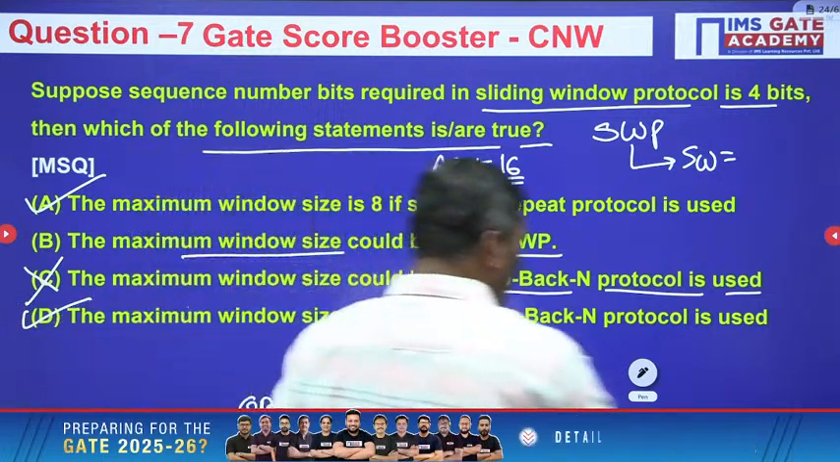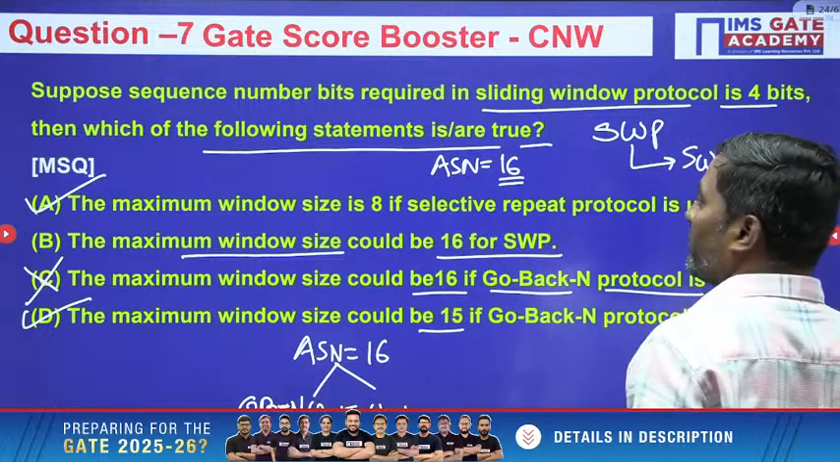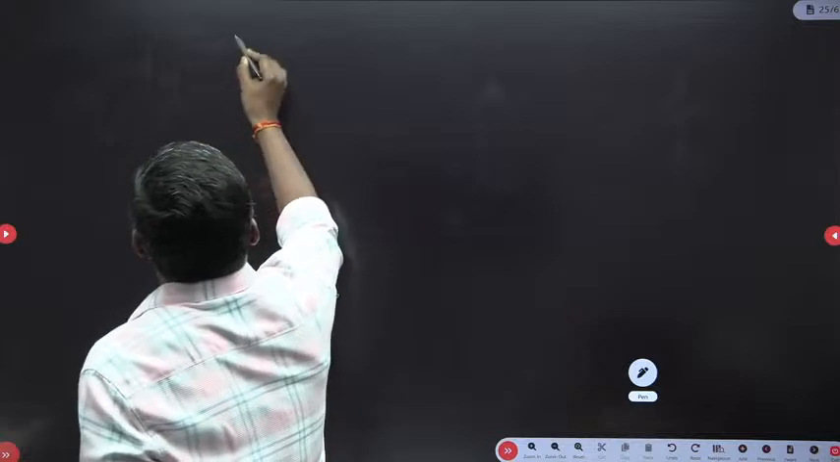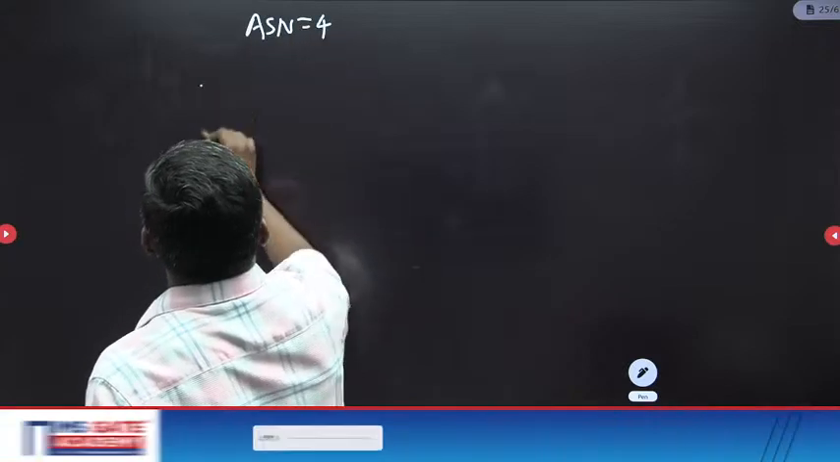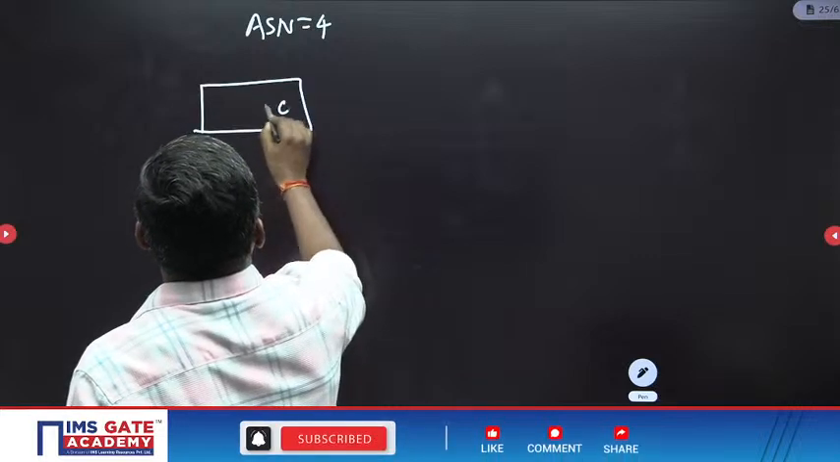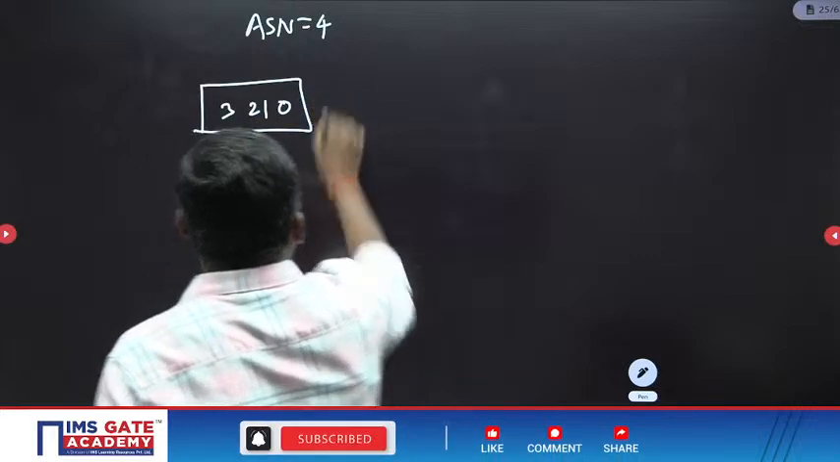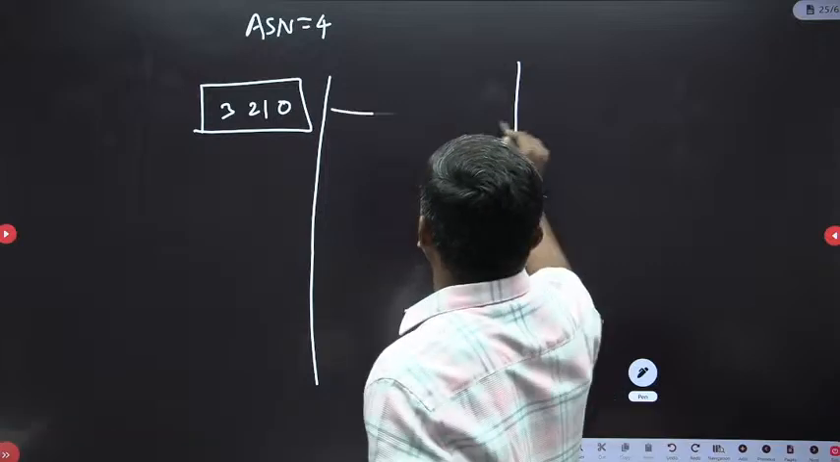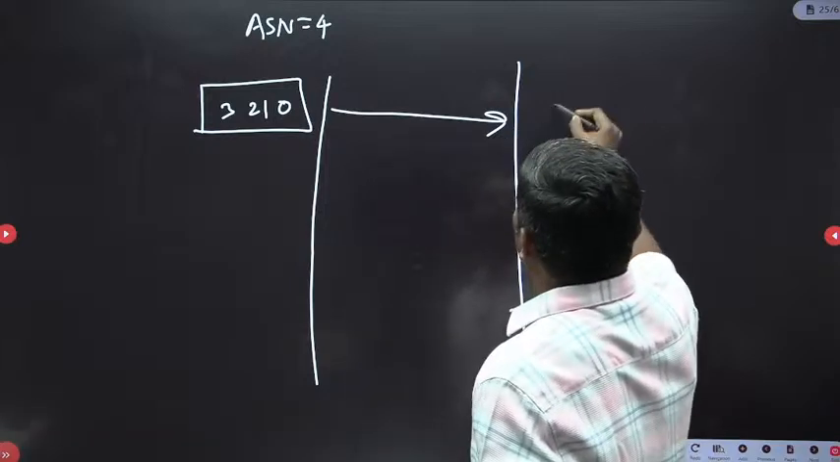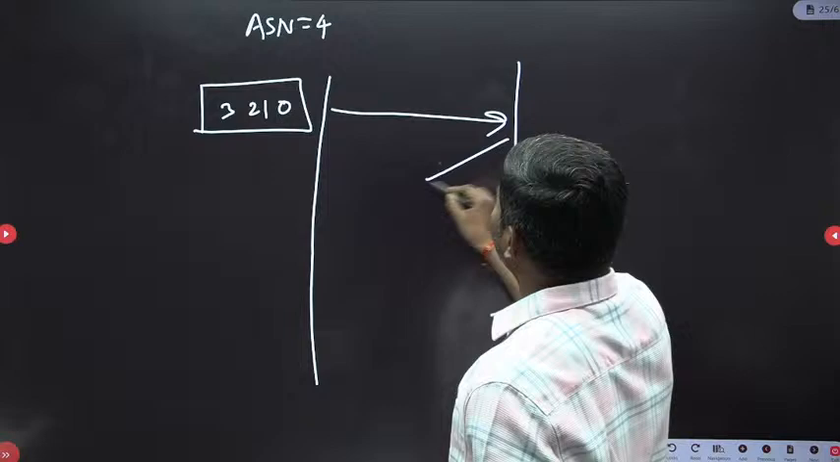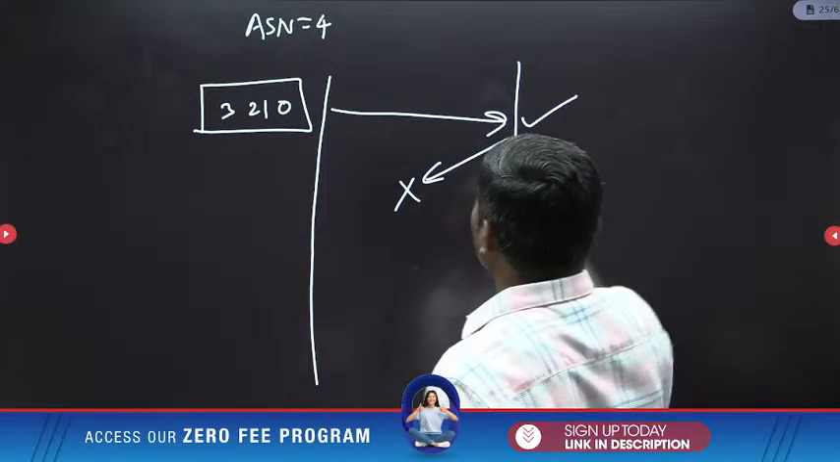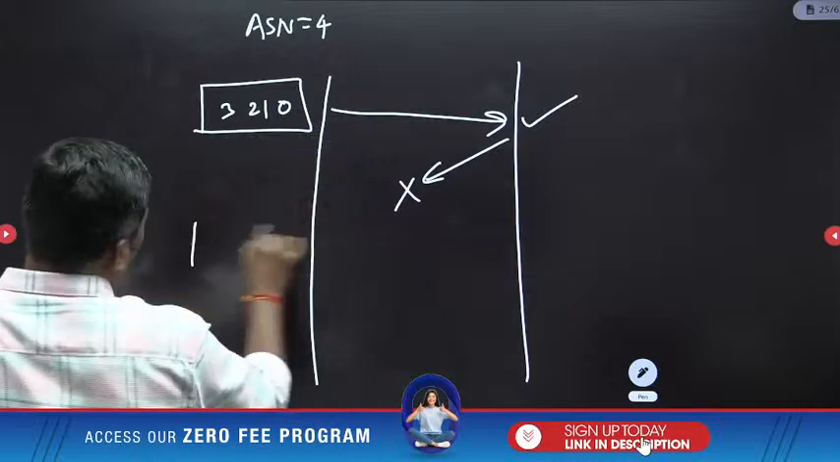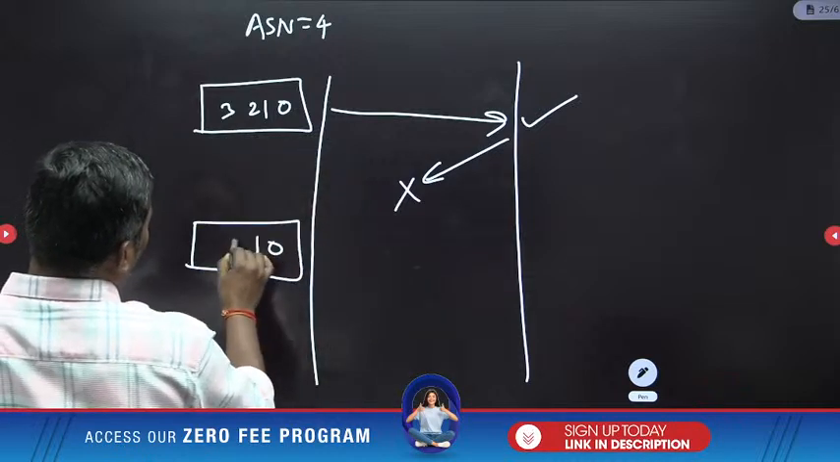See, I will tell you one example. Suppose I am taking the available sequence numbers as 4. So packets 0, 1, 2, 3 we have sent, and the receiver has received them. Now the ACKs are sent, but assume all ACKs are lost. He has received the packets, but all ACKs are lost. Now the sender resends the same 0, 1, 2, 3.